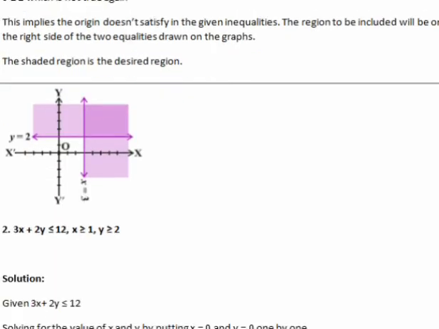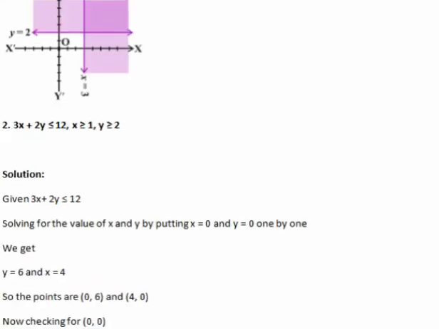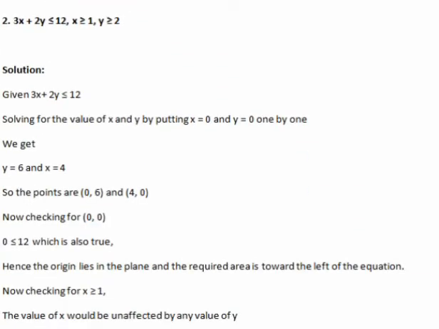Now see the figure. Here is y = 2 and here is x = 3. Here the shading is against the origin. This one is also against the origin, and this is the common region.